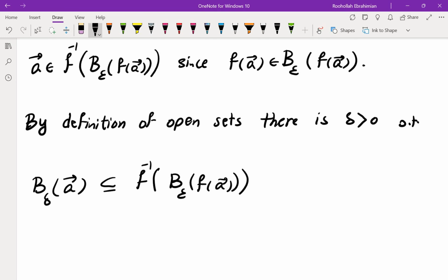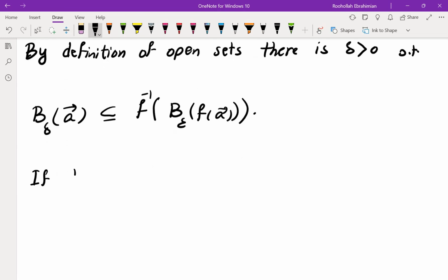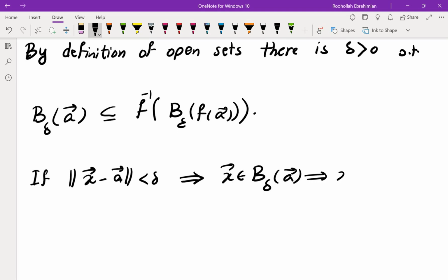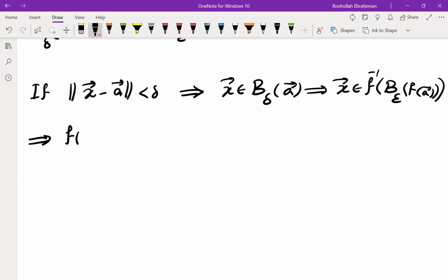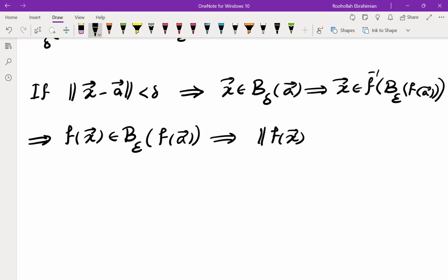Now let's show that in fact this delta works in the definition of limit. So if the norm of x minus A is less than delta, and I don't even need to know that x and A are different, so I don't need more than 0, then x is in the ball of radius delta centered at A, which means x is in the inverse image of this ball of radius epsilon centered at f of A, which means by definition of inverse image, f of x is in the ball of radius epsilon centered at f of A, which means the distance between f of x and f of A is in fact less than epsilon.